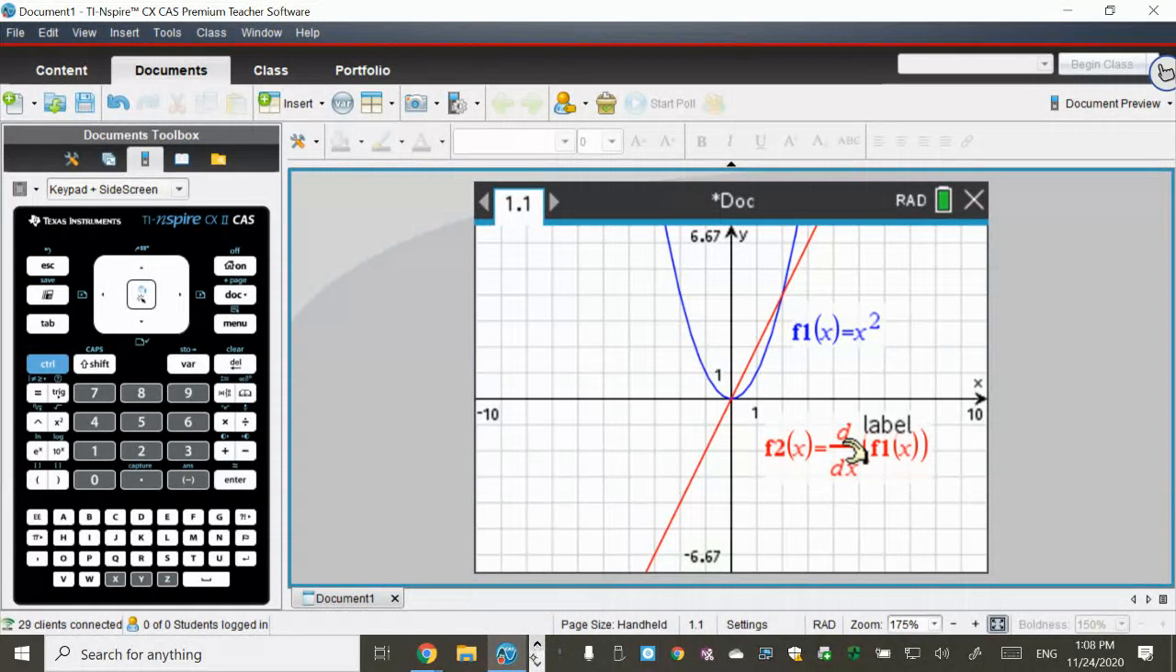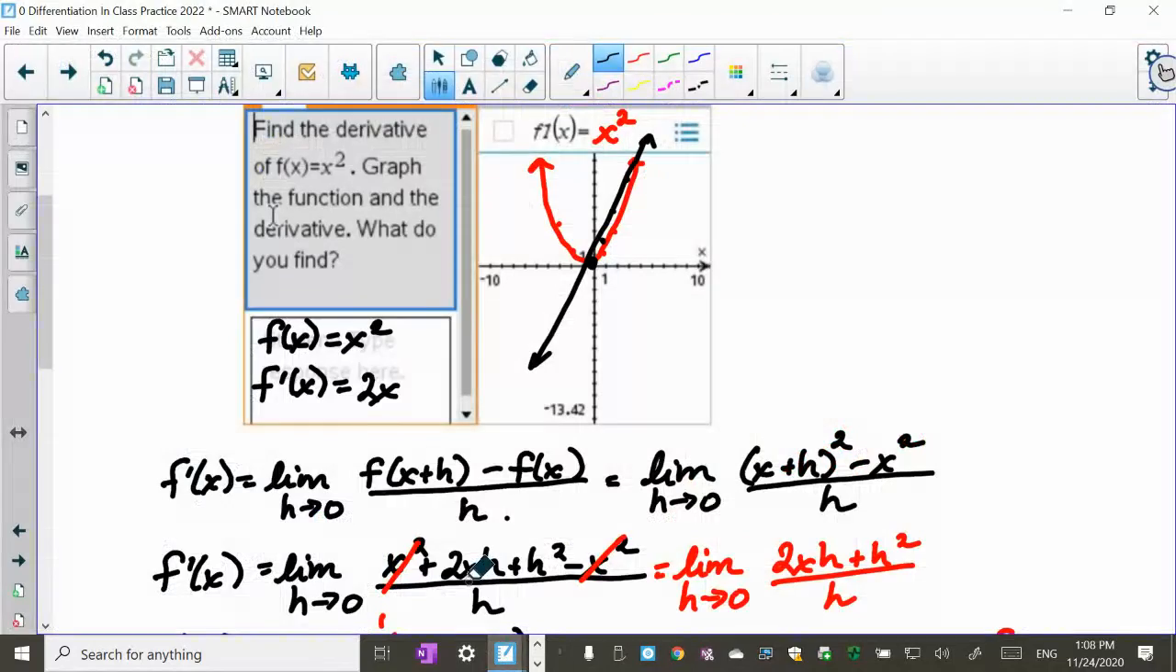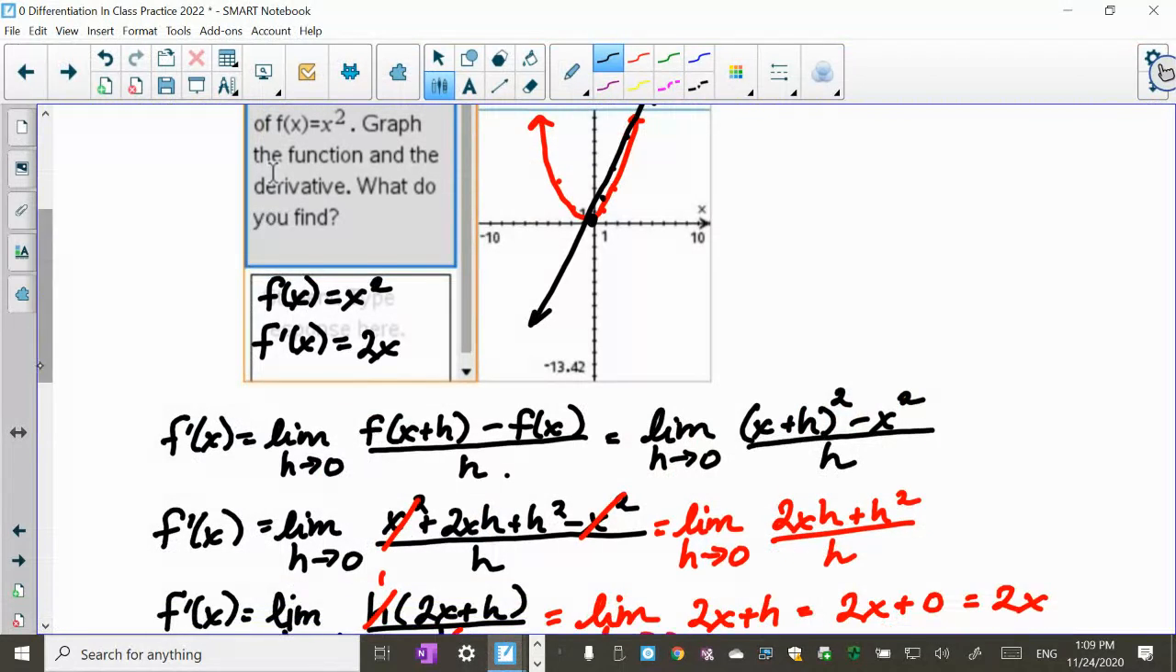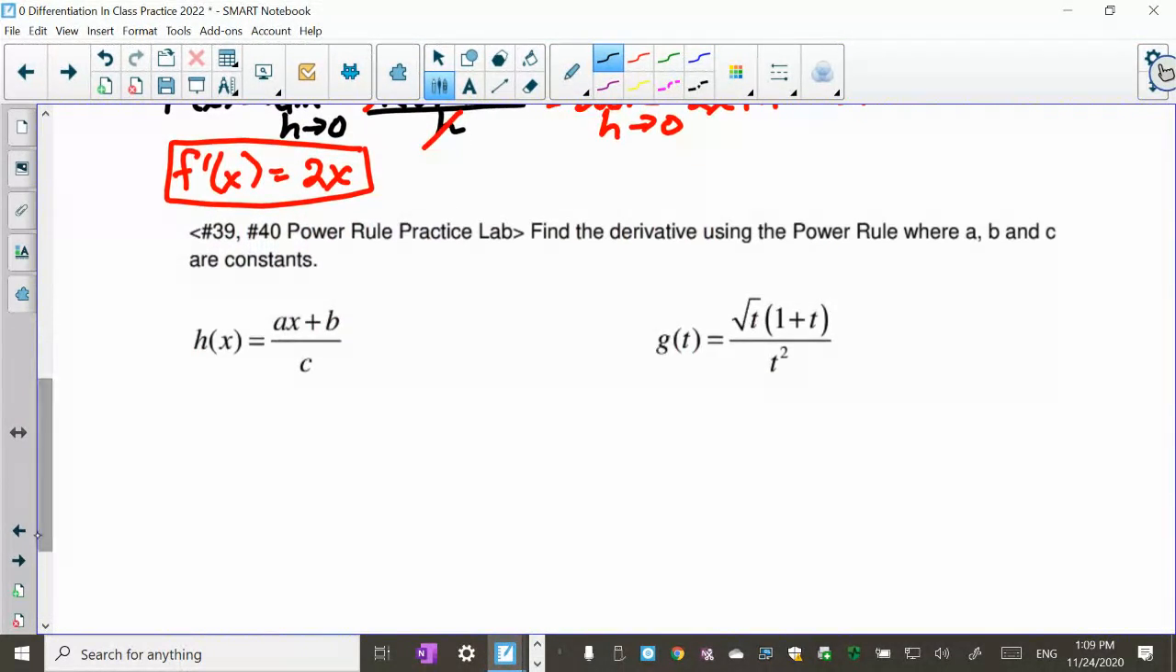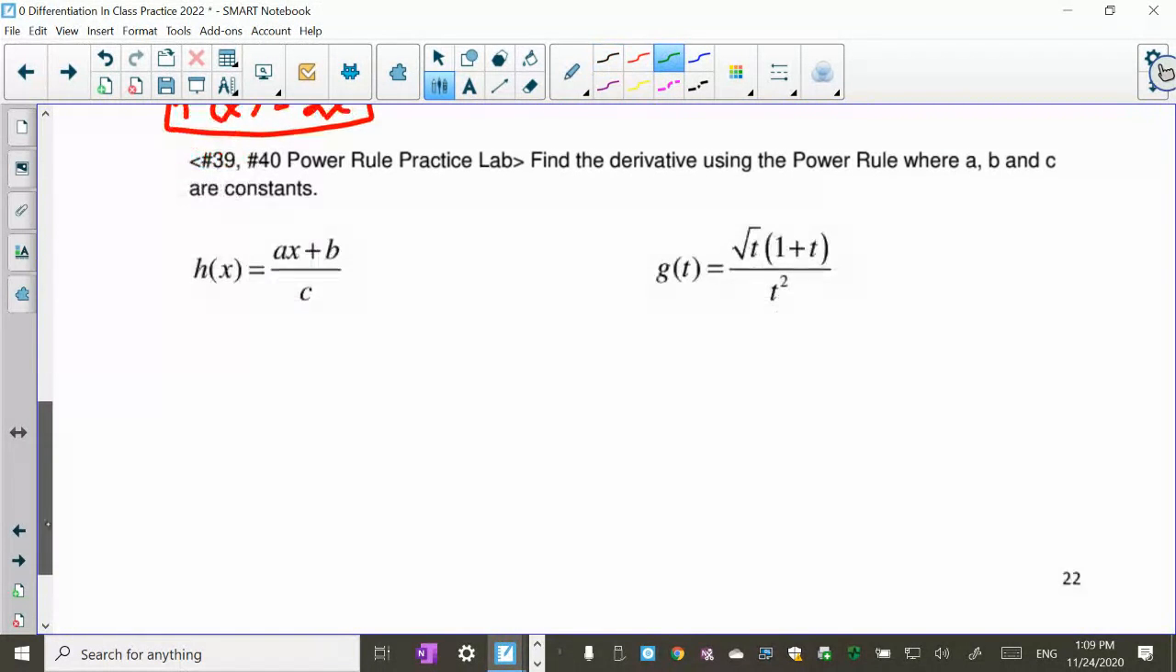Okay, so now I'm going to go back to my in-class practice. I gave you derivative lab 1 to do, and I had you go all the way up to 40. I'm going to do the last two with you just to make sure, because they get a little tricky. This first one is the power rule practice lab, numbers 39 and 40. It says find the derivative using the power rule where a, b, and c are constants. I'm going to do h of x with actual numbers in it, because a constant is a number. So I got 2x plus 3 over 3.